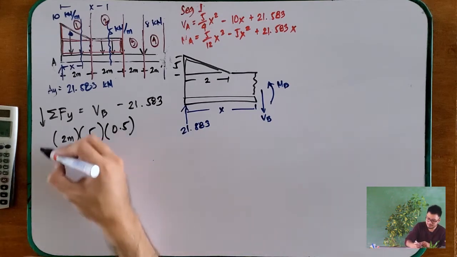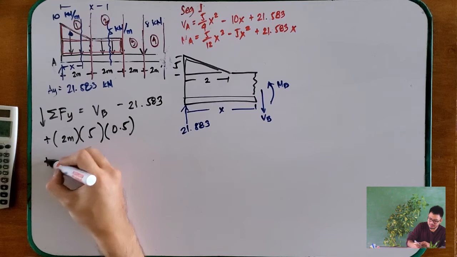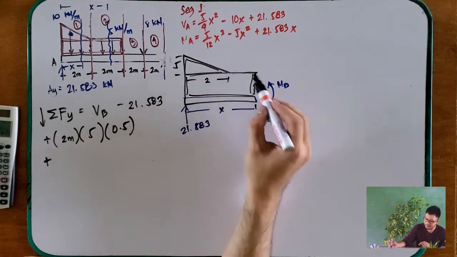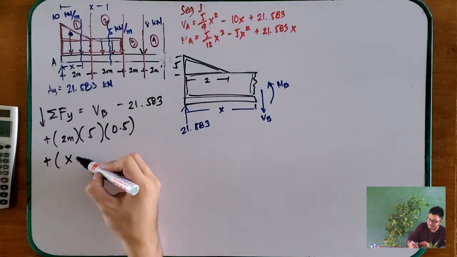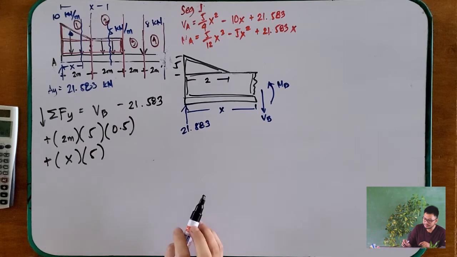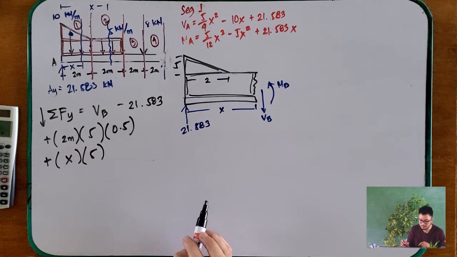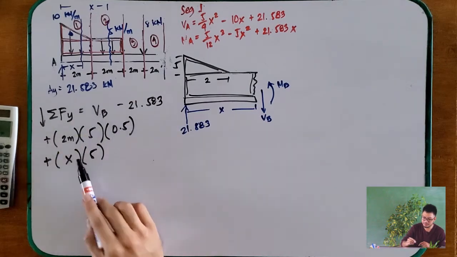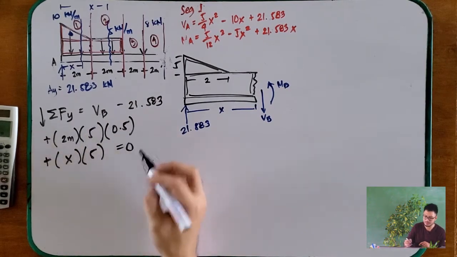And that is plus the earlier big rectangle. So what is it? Base is x, height is 5, right? And that equals 0.